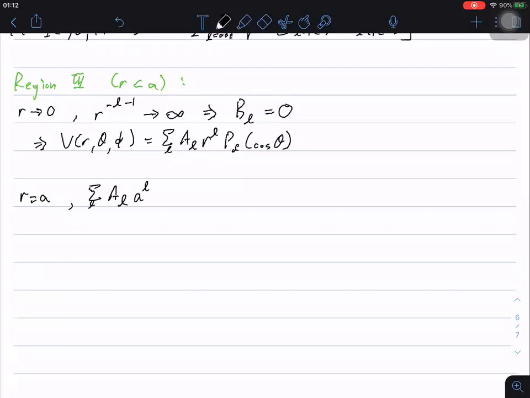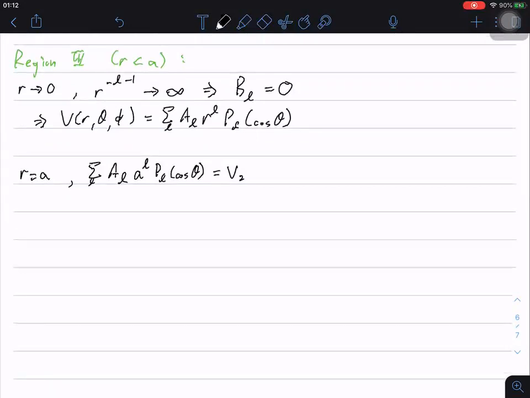A to the power L is then equal to V2, the boundary value of the inner sphere. Again, we use the orthogonality condition and perform the integration on both sides with the Legendre polynomials. Everything is similar to the solution of region 1, except this time we are finding the coefficient A_L instead of B_L.